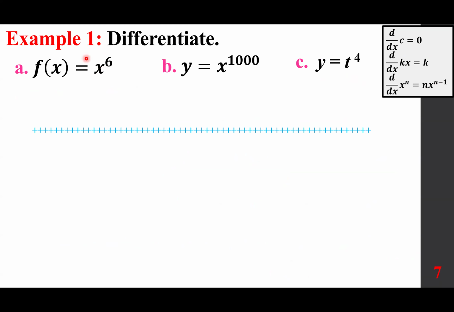This one, 6 sits in front, x to the power of 6 minus 1, 6x to the power of 5. This one, y equals x to the power of 1000. Put the 1000 in front, x to the power of 1000 minus 1, or 999. Same thing here, put the 4 in front, t cubed. Now, the reason I'm writing this format also, just to emphasize, Leibniz's notation will make sure we understand the independent variable, and the independent variable is t.